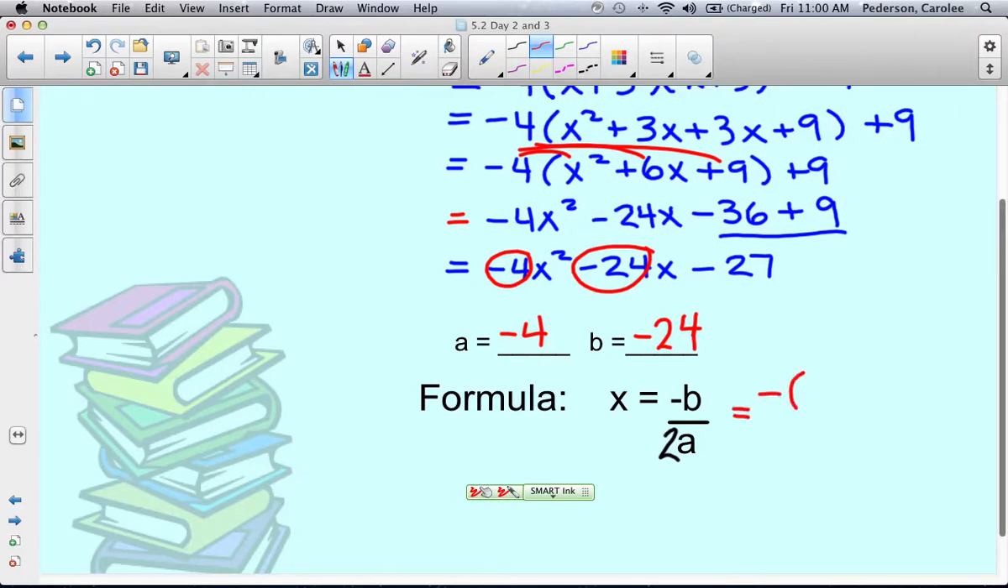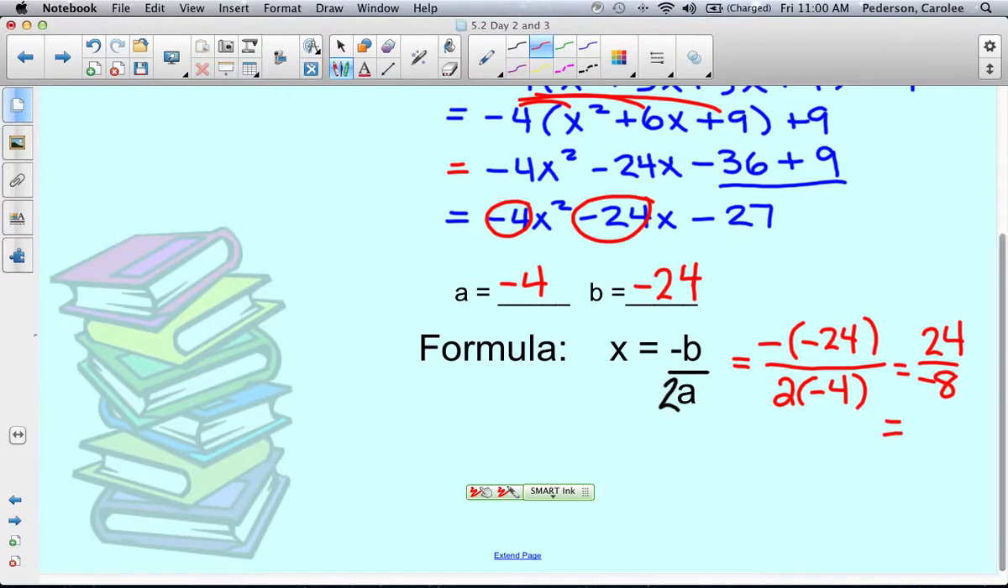So negative b, and b is negative 24, over 2 times negative 4. Negative, negative turns that to a positive 24. And then 2 times negative 4 is negative 8. Then just reduce that fraction, which is negative 3. So then your answer as an equation is x equals negative 3. If we graph that parabola, that is the imaginary line of symmetry that cuts the parabola in half.